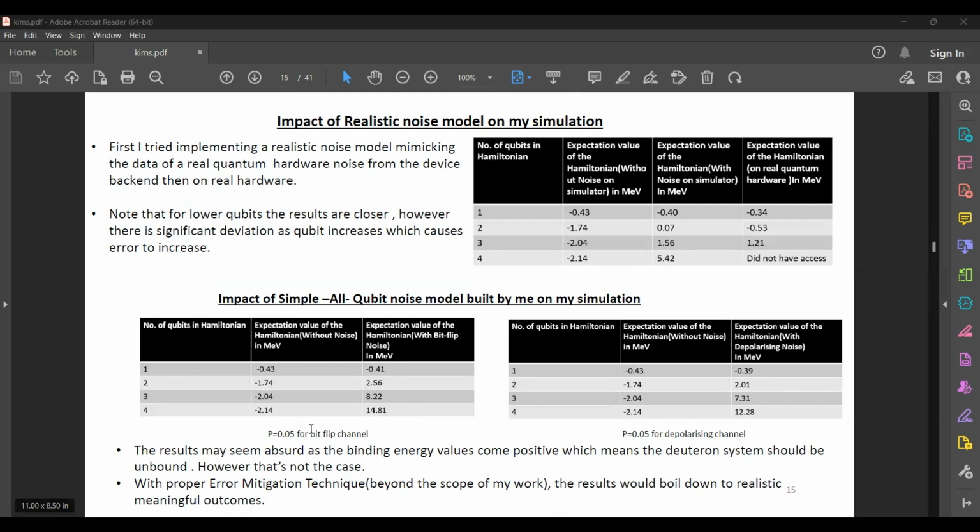Now, the reason for this is, suppose there is a single qubit, so the impact of noise on that will be less. Now, if I have multiple qubits, all the qubits can have a certain probability with which the noise model is acting on it. And so the deviation from the reference value will be more on increasing the number of qubits. So this same trend is followed when I use a depolarizing channel with 5% probability.